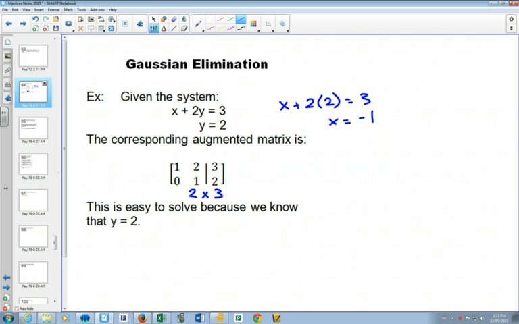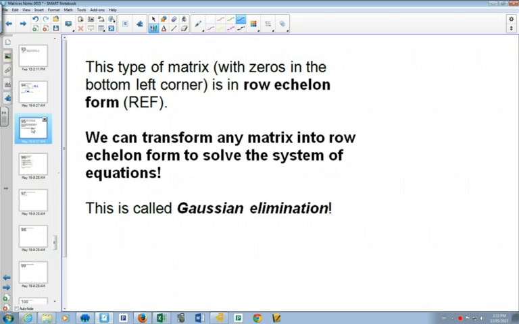from before. And if you get an augmented matrix like this where there is a 0 here, well, that means you've already solved for y. And then if you've already solved for y, you can plug it back into the other equation, and then that would let you solve for x. And if you get zeros in the bottom left corner, it's called row echelon form.